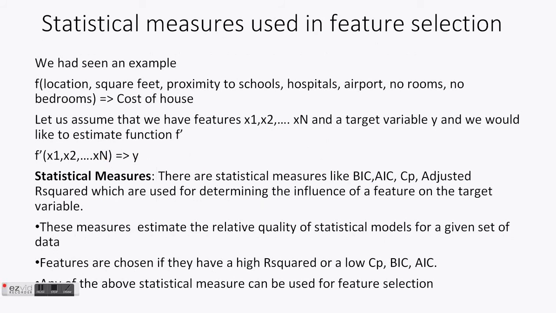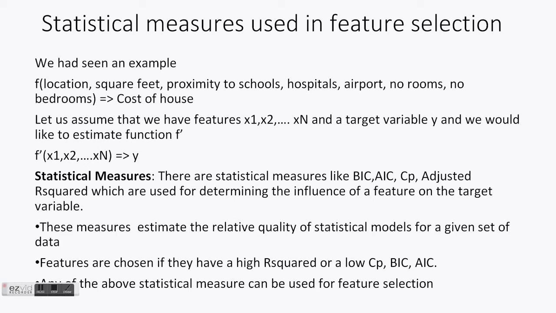For comparing models, there are certain statistical measures. For example, BIC, AIC, Cp, and adjusted R-square. BIC is the Bayesian information criterion, AIC is the Akaike information criterion, then Mallow's Cp, and adjusted R-square. These are statistical measures which you can use to compare different models and pick the best one. For example, a high adjusted R-square means the model is very good.